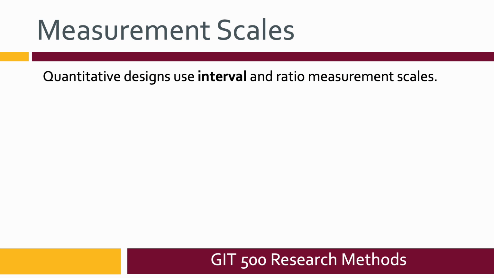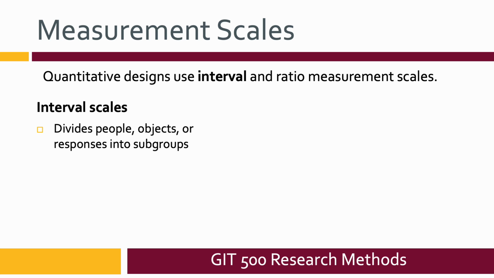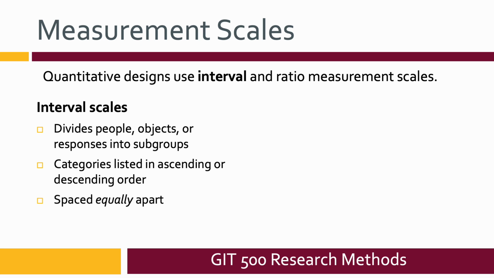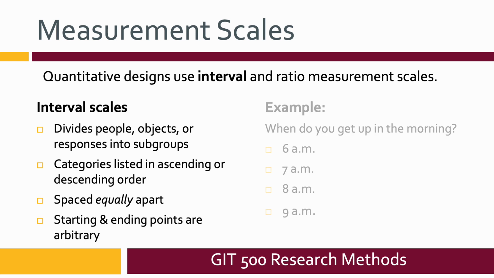Quantitative designs use, as part of those nominal and ordinal scales, further delineation of interval and ratio measurement scales. So let's look at interval scales first. Again, it divides people, objects, whatever, into the subgroups. The categories are listed in ascending or descending order. They are spaced equally apart from each other. And they can start at really any value and end at any value as far as the answers available on the data question. And here is an example.